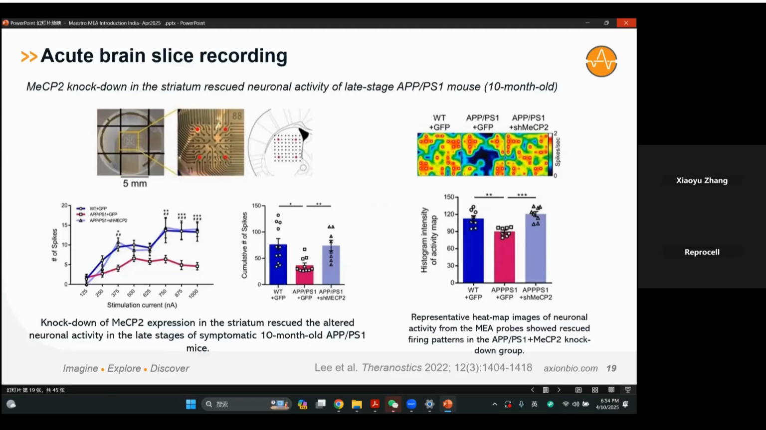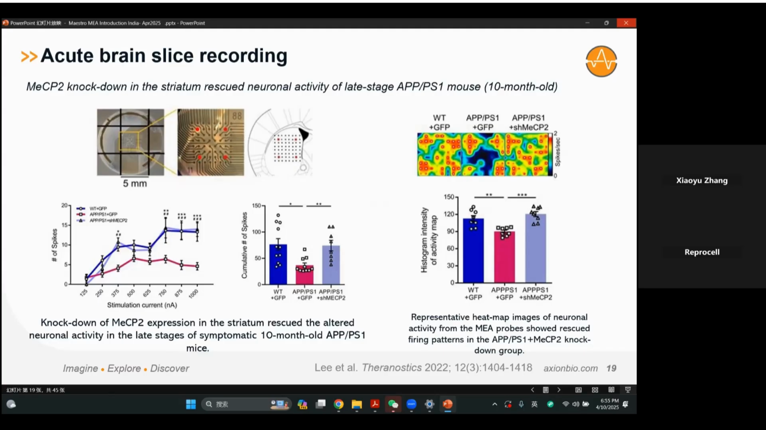The gene they studied is MECP2. It's methyl-CpG binding protein 2, which is an important epigenetic regulatory protein encoded by the MECP2 gene. And it plays several key roles in the nervous system, including the maintenance of neural function.